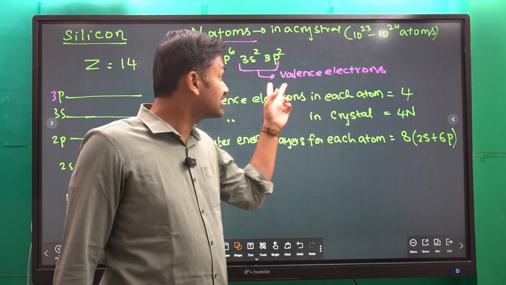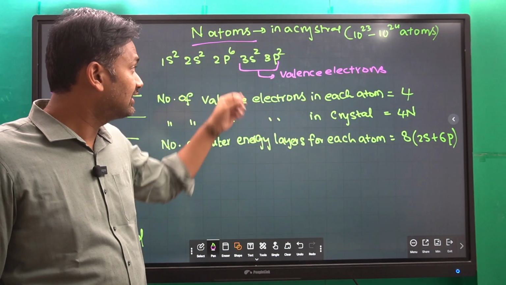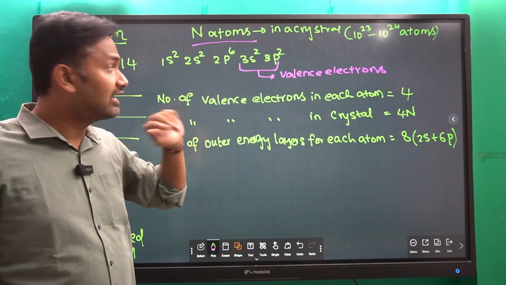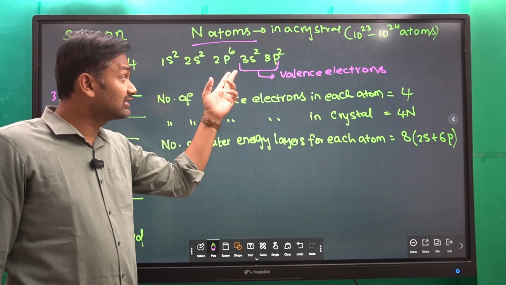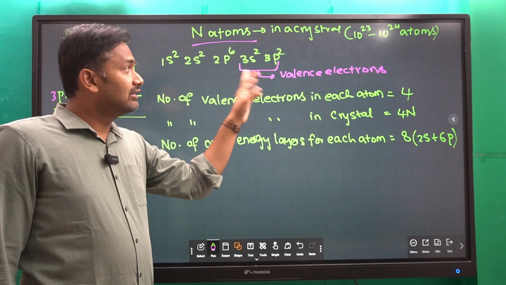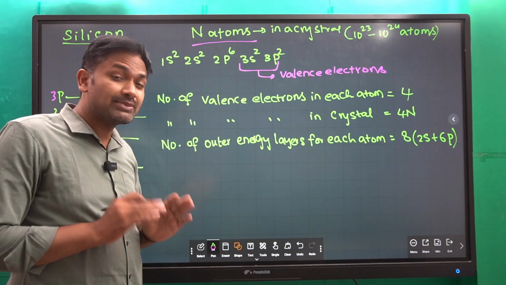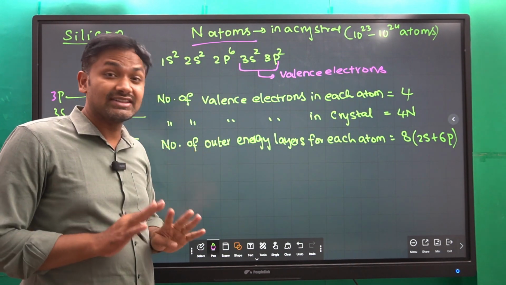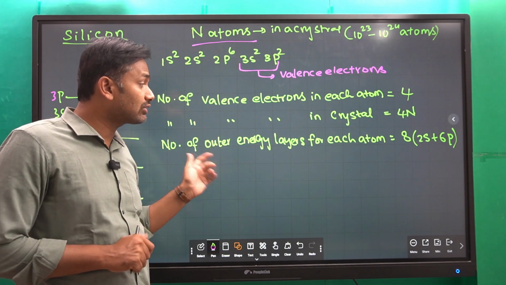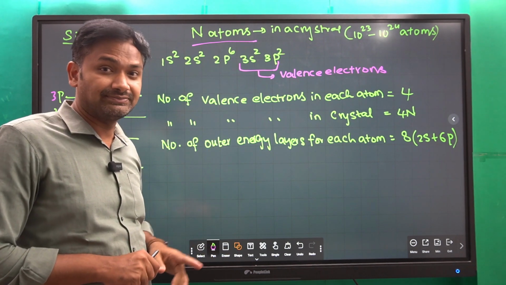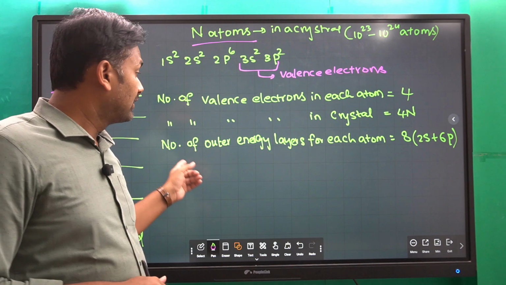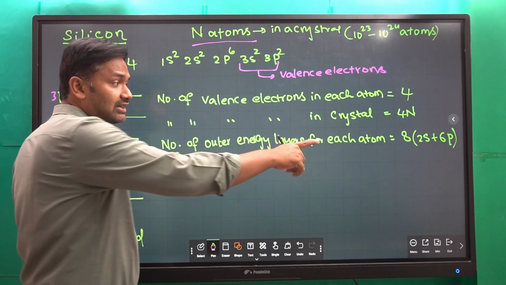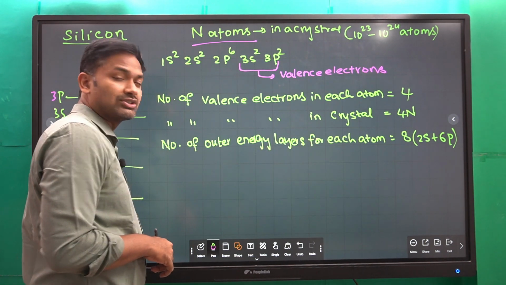For the third shell, in this 3s and 3p, there is a possibility of 8 layers. We are talking about the energy layers. Okay, for each atom there are 8. Possibility is 8.